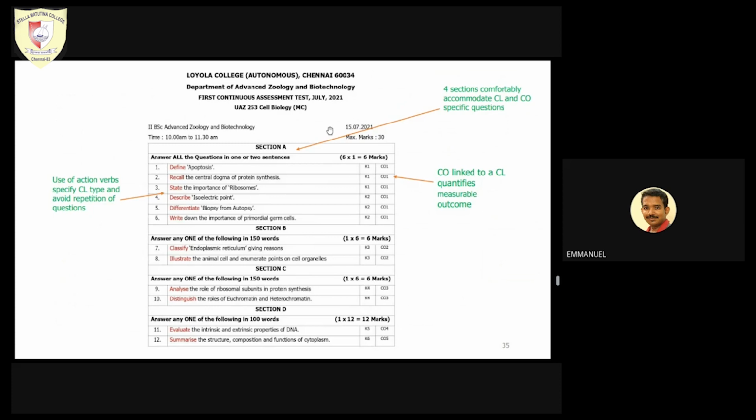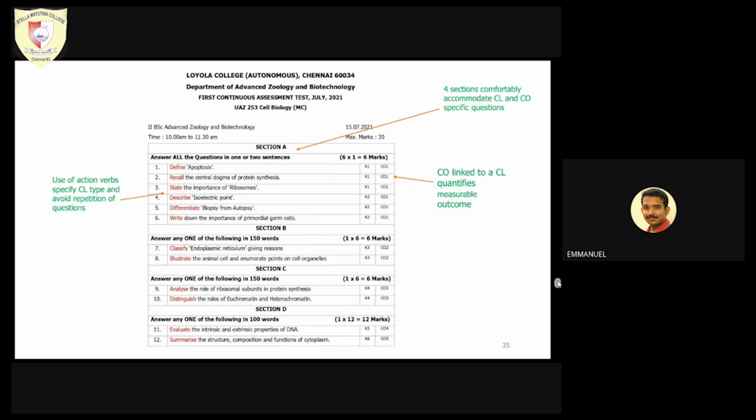Similarly, a similar pattern of second CIA will be conducted, and for the third component, guidelines have to be given by the management and the LOCF team. In our college, management has given autonomy to the particular faculty to decide what is to be taken as component 3, like seminars or assignments or viva voce or mini projects, which could be taken into account as component 3.